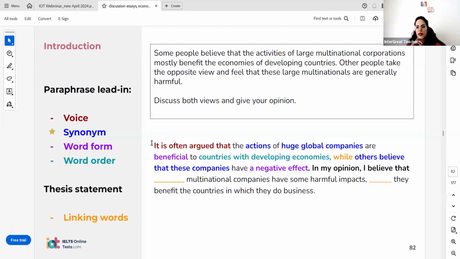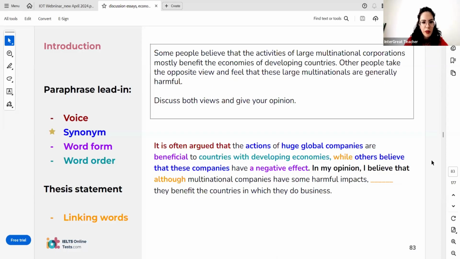Sapir says, although multinational companies have some effects. Well, if I start with although, though, even though that I am seeing in the chat box, then I don't need but in the middle. But here I have two gaps. So, although multinational companies have some harmful impacts, effects and impact. Overall, they benefit the countries in which they do business.